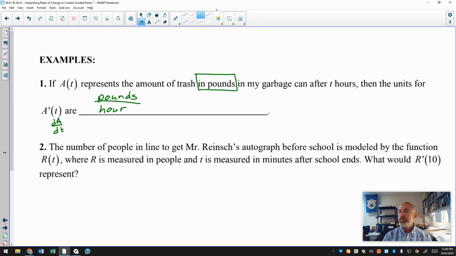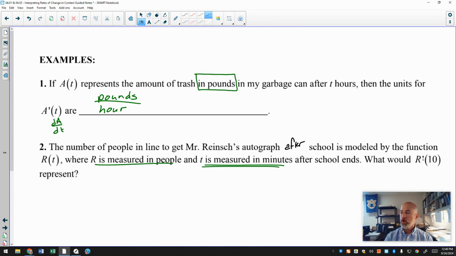Number 2, the number of people in line to get Mr. Reinsch's autograph. He's a teacher here at my school, and this should say after school. I got before and after mixed up, so I'm going to change that to after. So people are lining up to get Mr. Reinsch's autograph after school, and the number of people in line is given by the function R of t. Here, pay attention to units. R is measured in people, t is measured in minutes. What would R prime of 10 represent?